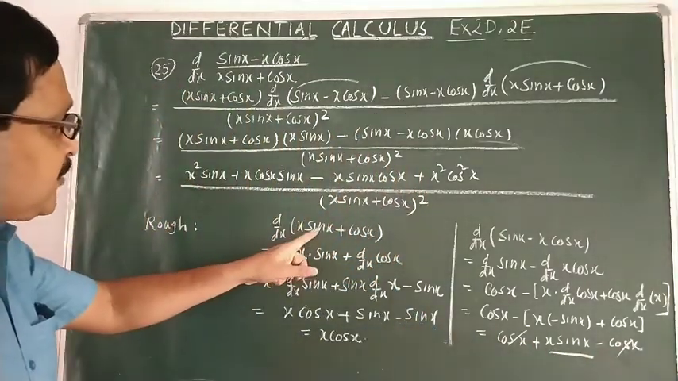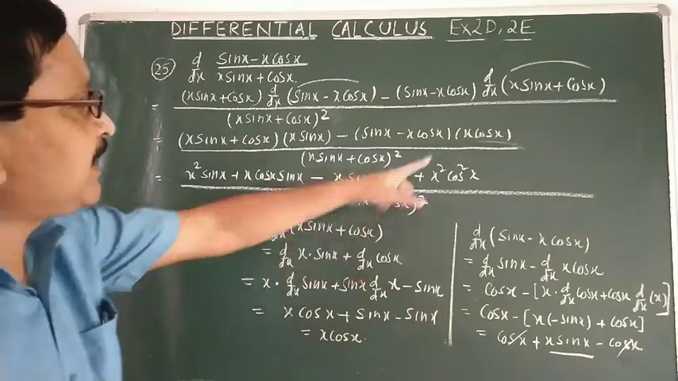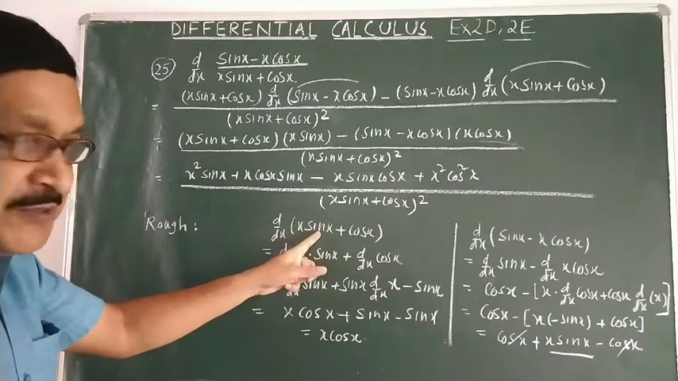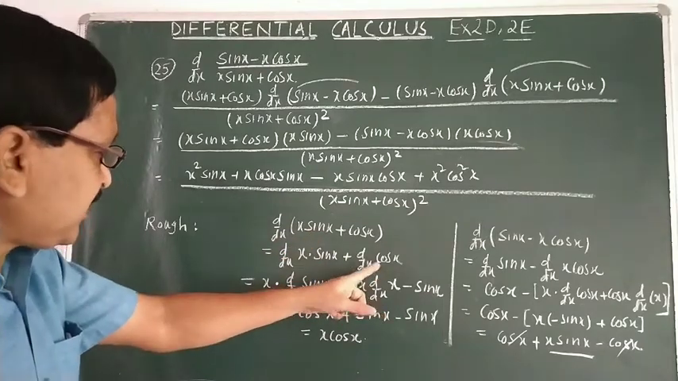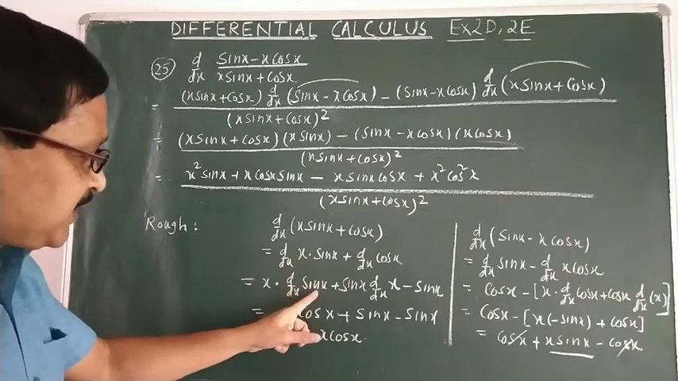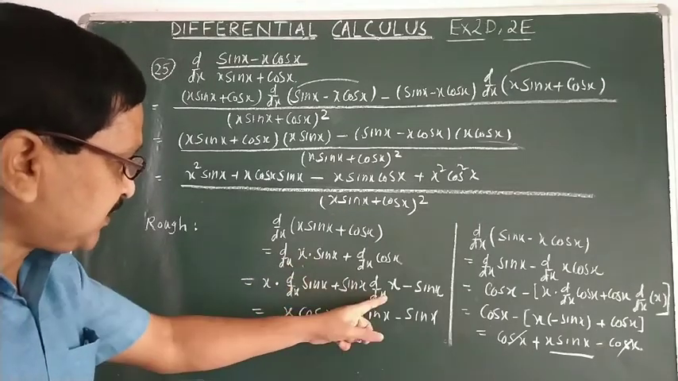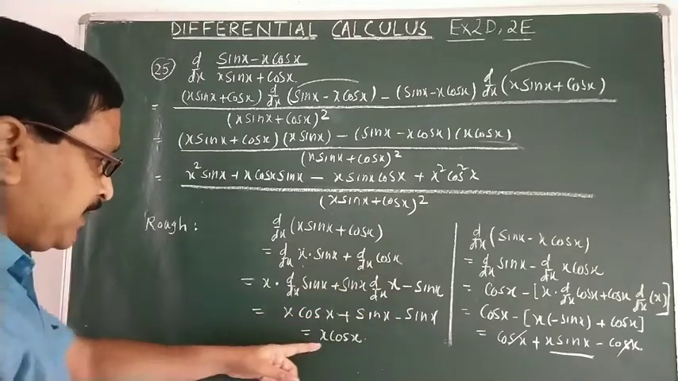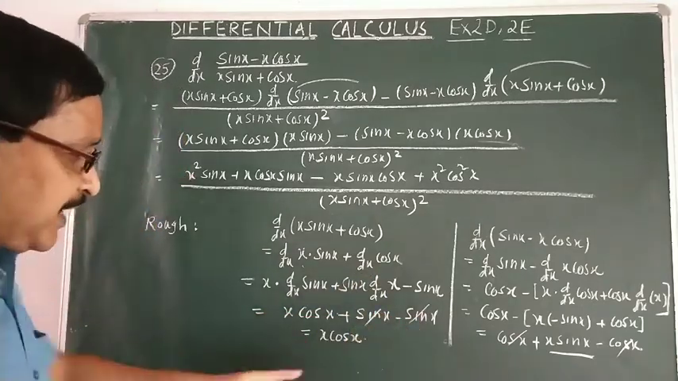Similarly d by dx of x sin x plus cos x. So this is d by dx of this part and d by dx of this part. After that again the uv rule. First function x, differentiation of second plus second, differentiation of first. Minus cos x is minus sin x. So minus sin x plus sin x cancels. So this is x cos x.